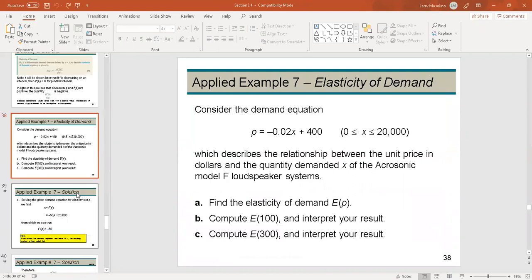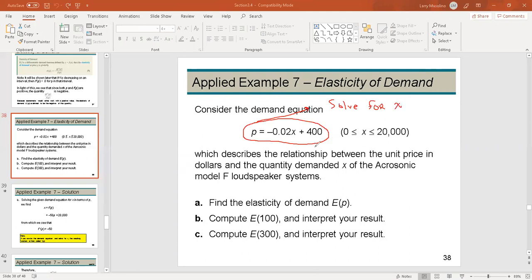So let's do a quick example here to see how to set up that elasticity of demand. Here is the demand equation. p equals negative 0.02x plus 400. But what we're going to want to do is solve this equation for x to get started with this kind of analysis. All that means is do some algebra to get x by itself on one side of the equation.